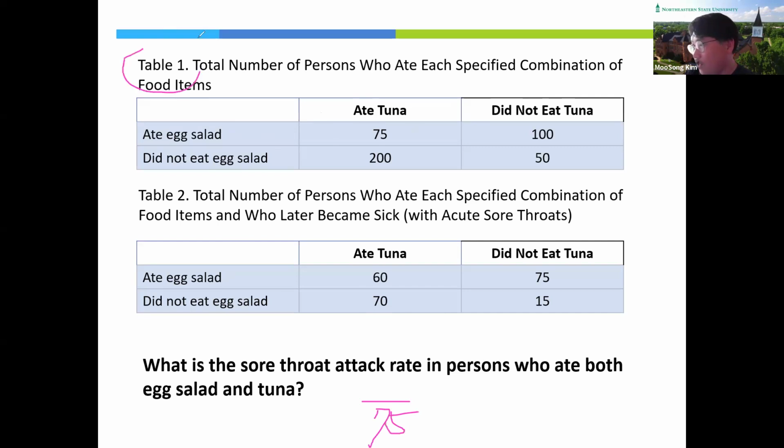So Table 1 gives the number of people at risk, and Table 2 indicates the total number of people who became sick, right? Among these 75 who ate egg salad and tuna, how many people got sick? Here, 60, right? So 60 over 75 times 100, and let's calculate this. You can calculate this.